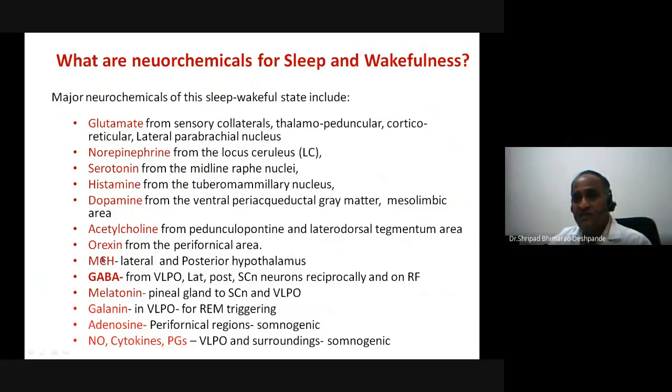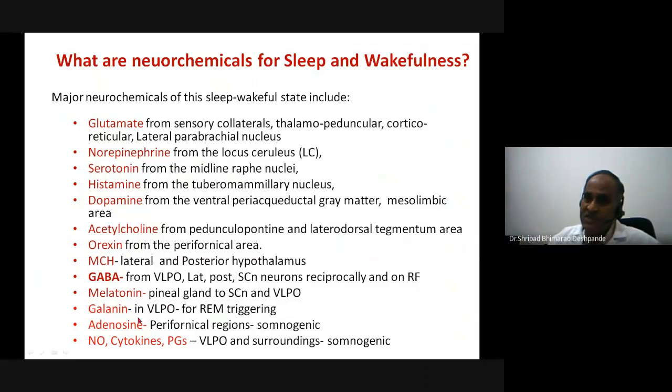MCH, this I have not shown, the melanin-concentrating hormone, which is in the lateral hypothalamus and in the posterior hypothalamus. GABA is distributed extensively between the various nuclei, primarily the VLPO, that is the ventrolateral preoptic area, the lateral hypothalamic area, the posterior hypothalamic area, and the suprachiasmatic nucleus, and they are reciprocally interrelated, and with the reticular formation. The melatonin comes from the pineal gland to the suprachiasmatic nucleus as well as to the VLPO, and even, to an extent, to the lateral hypothalamic area.